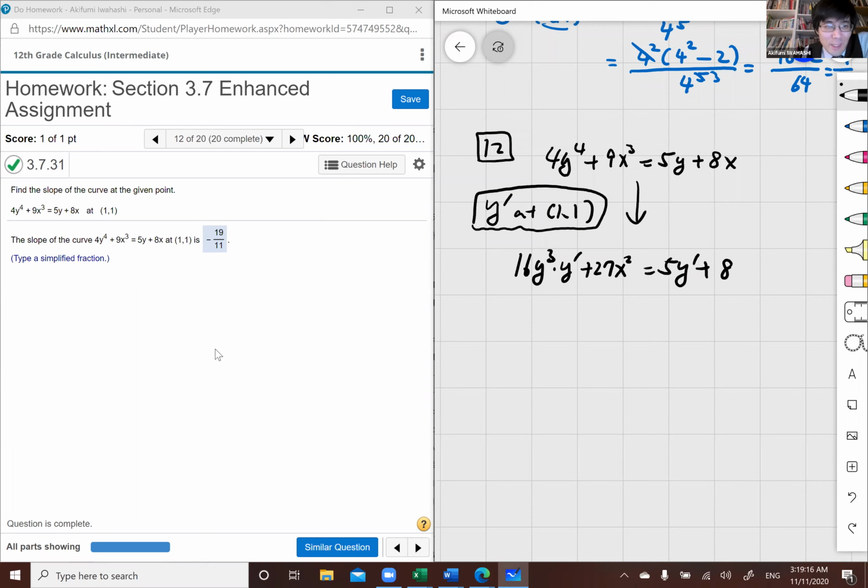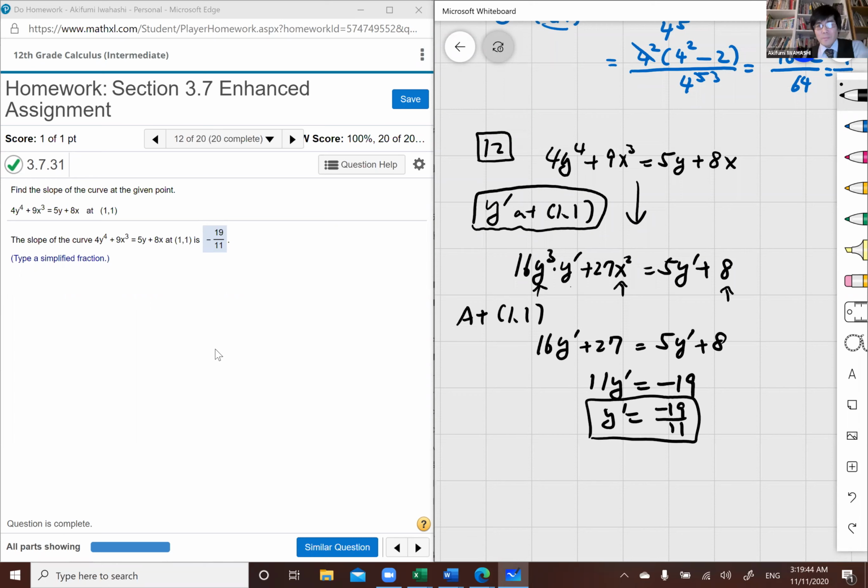And at this point, I'm going to plug in (1, 1). Okay, so at (1, 1), it's a nice value to plug in. So it's going to be 1, this is 1, and this is 1. Y dash, you don't know. So it's going to be 16 y dash plus 27 times 1 is equal to 5y dash plus 8. So then you can combine like terms, and you're going to get the answer. Y dash is equal to negative 19 over 11. Okay.